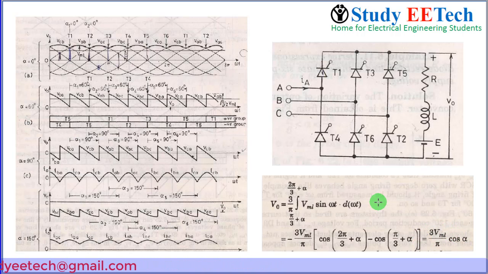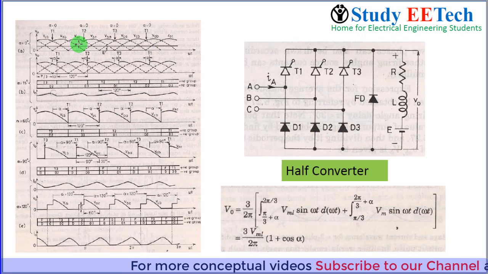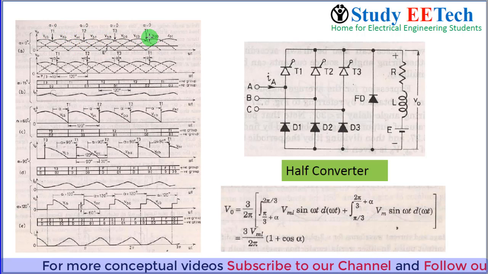In the previous video, I have shown the calculation in detail. Now we are taking the half converter. Here we can see that the thyristors are T1, T2, T3 and the diodes are D1, D2 and D3. The only difference is that the diodes do not require triggering, but thyristors require triggering. Three-phase line voltages are shown here, and the respective triggering of the thyristors are shown here also.